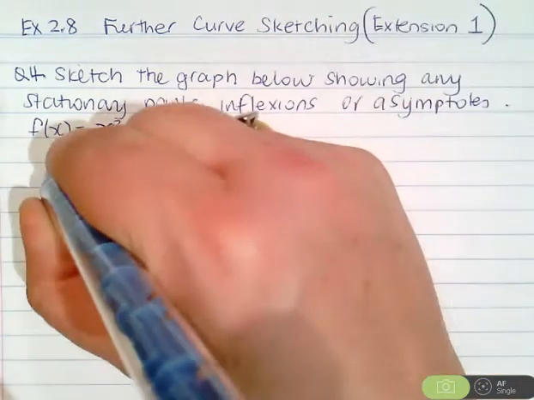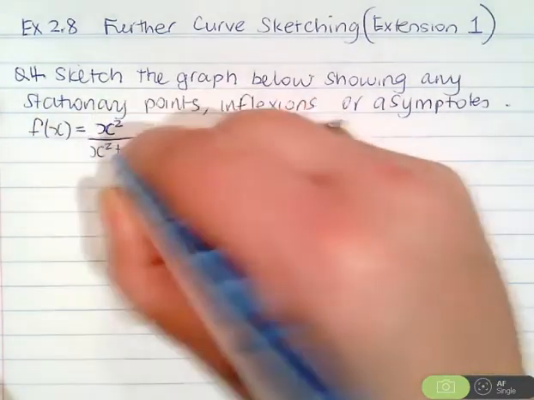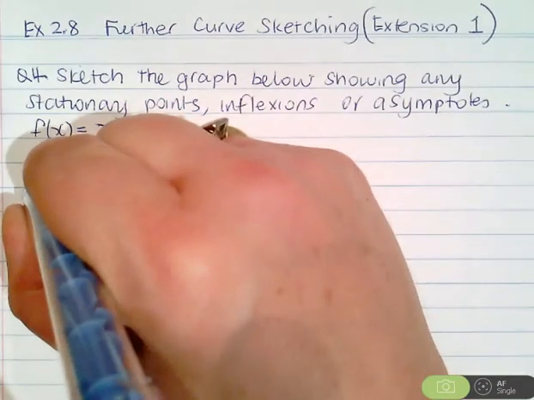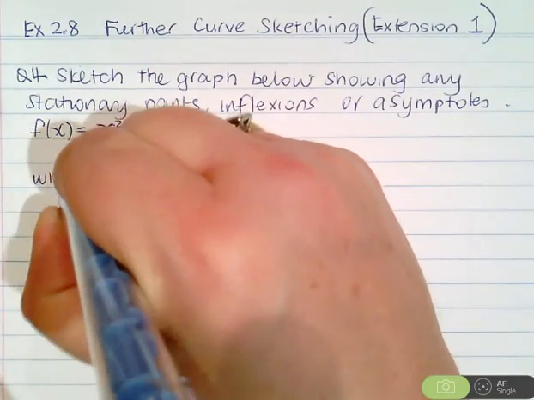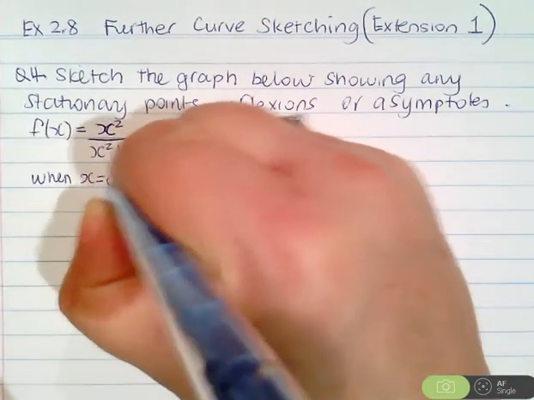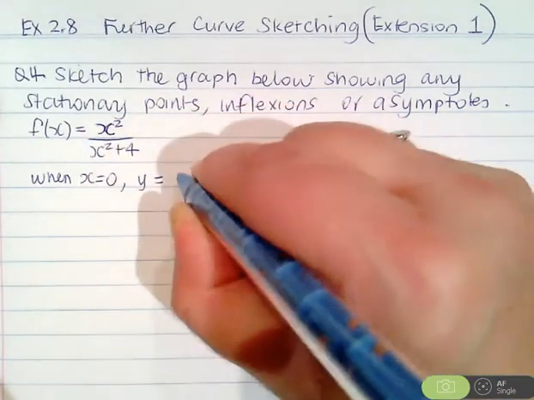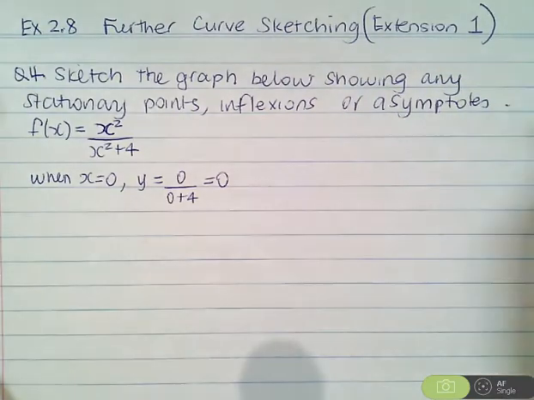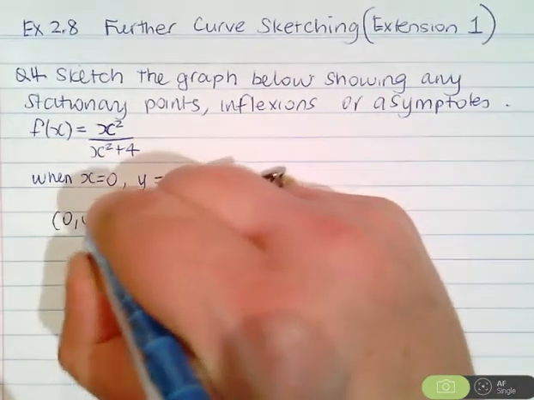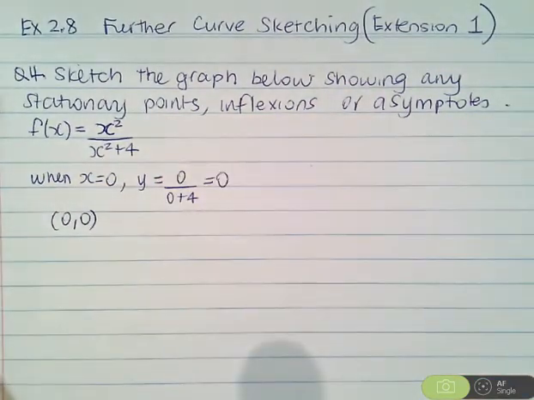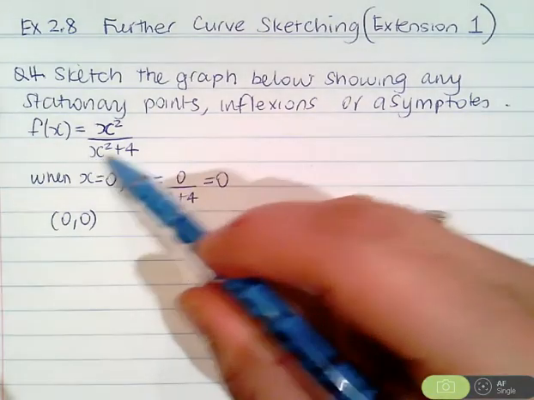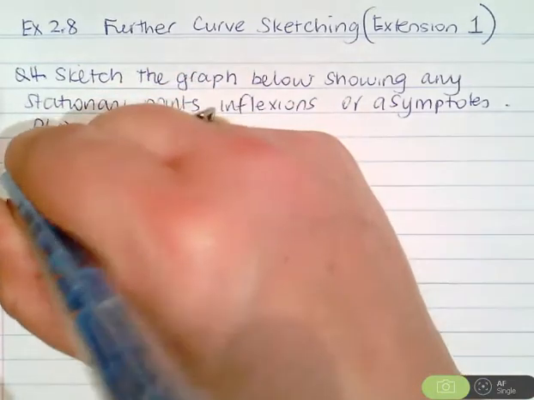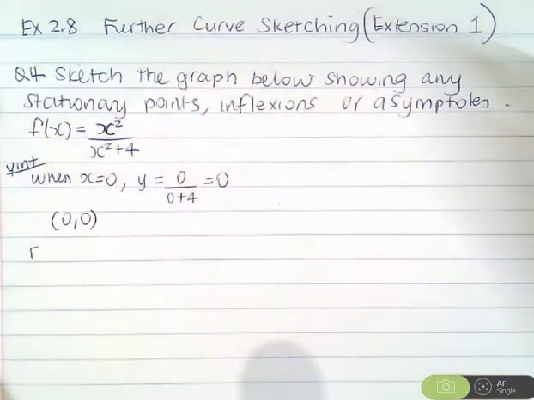So I'm going to start with, remember that's just y equals x squared over x squared plus 4. I'm going to start with the y-intercept. So when x is 0, y, or your function of x, is 0 over 0 plus 4, which is just 0. So far we know that the curve passes through 0, 0. So first we did the y-intercept, okay?